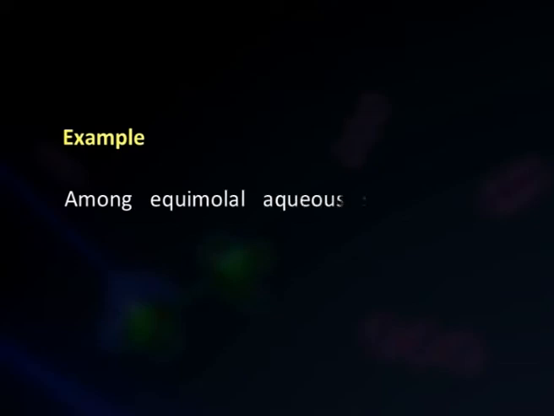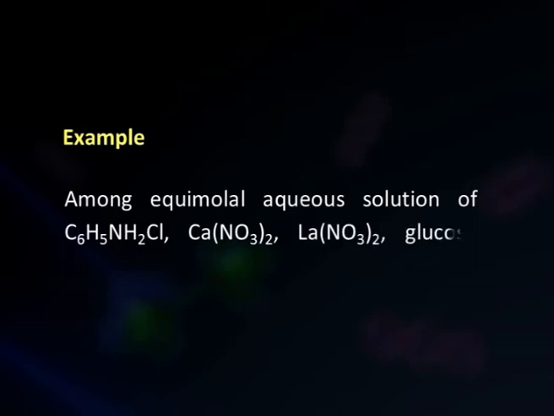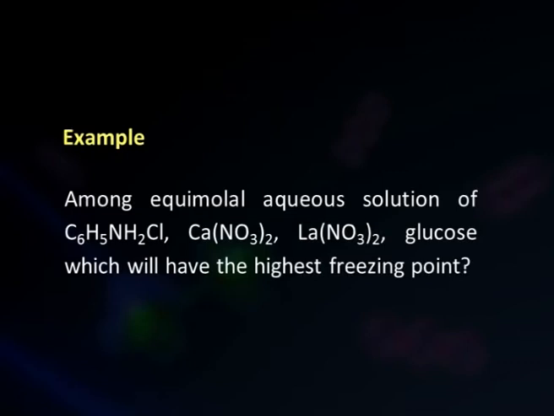If different solutions are given, then the solution for which the number of solute particles is greater will have the greater colligative property. This we can understand with the help of an example. Among equimolar aqueous solutions of C6H5NH3Cl, Ca(NO3)2, La(NO3)3, and glucose, which will have the highest freezing point?